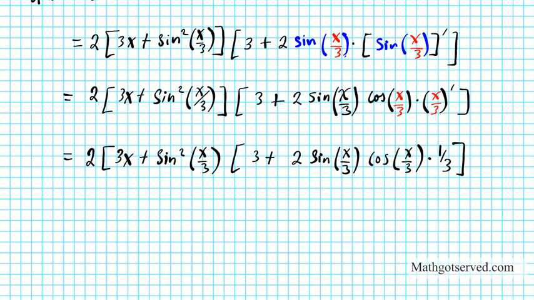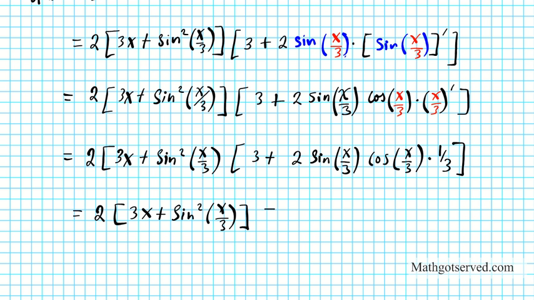Okay, so now let's see. Now here we have sine and cosine. These are identical angles, so we have 2 sine x over 3 cosine x over 3. We can combine these two as follows. So we're going to have on the left side here, we'll have 2 times 3x plus sine squared x over 3.